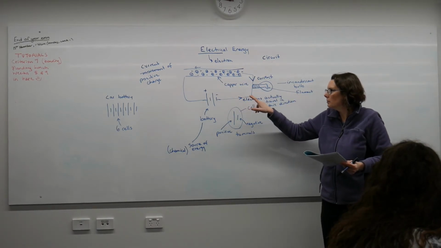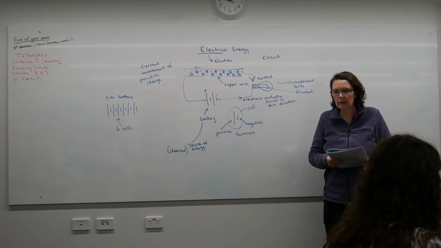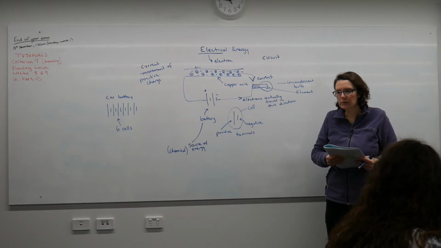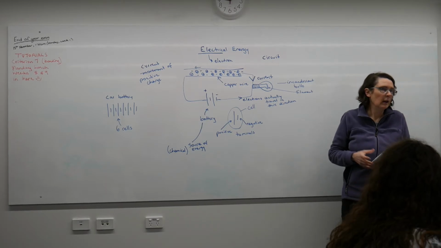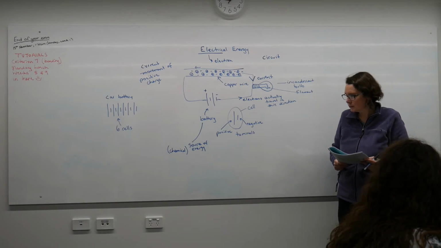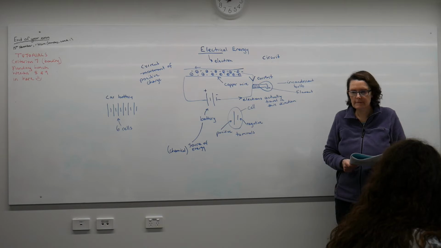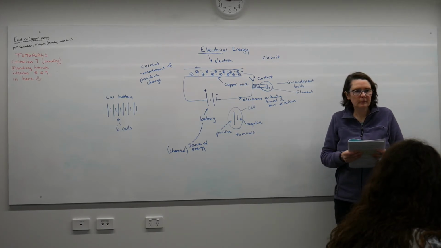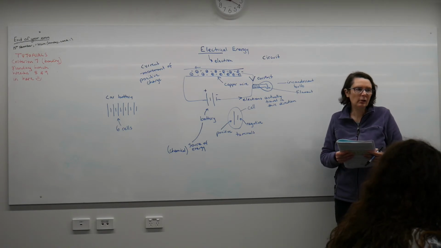We use metal wires because why? Good conductors. Yes, they're the ones that have those delocalized valence electrons that are free to move, and so they're often used in electric circuits. Do you know which metal is the best conductor? Is it copper? It's not copper. It's actually silver.